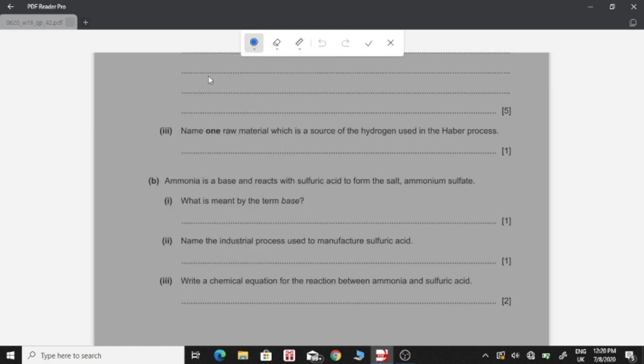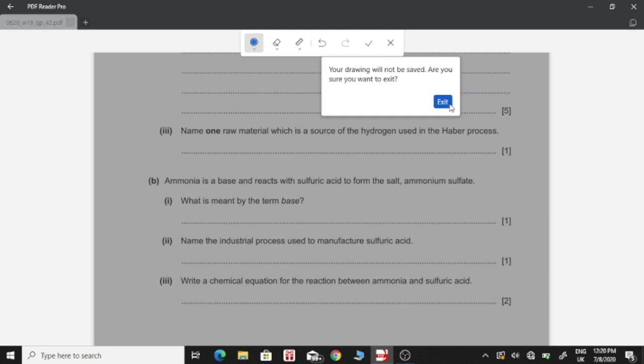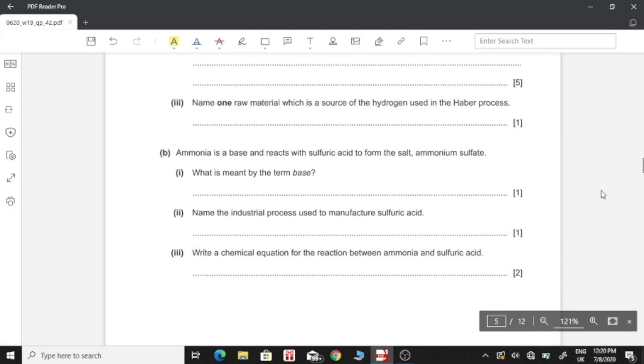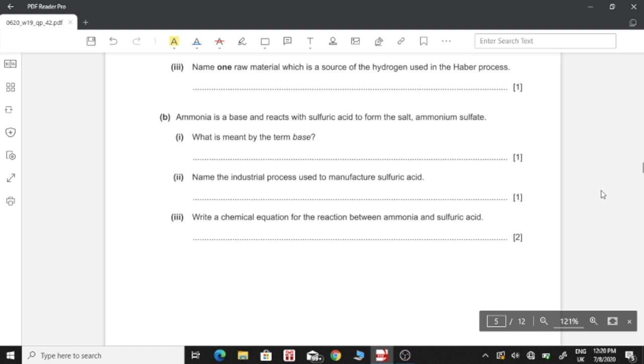Okay, so we have the equation as nitrogen reacting with hydrogen giving us ammonia. Alright, so we need to write the double-headed arrows and balance it, as there are 2 nitrogen atoms and then 6 hydrogen atoms. Alright, so this is our balanced equation. Part 2, name one raw material which is a source of the hydrogen used in the Haber process. This can be methane.